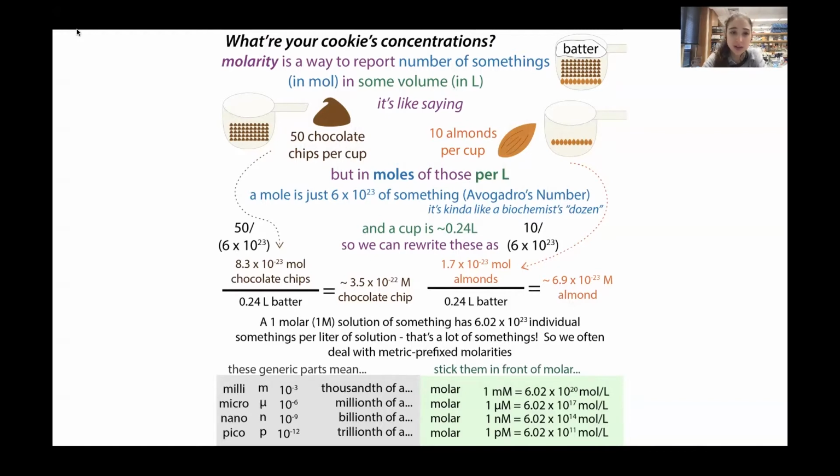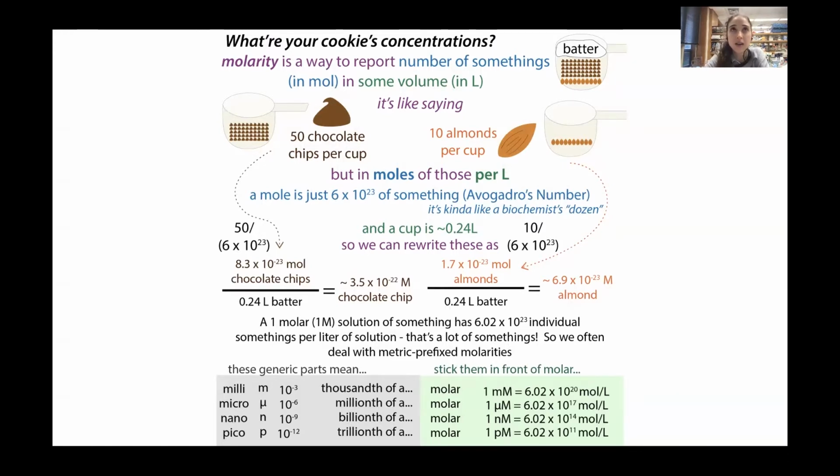Let's introduce more formally this concept of molarity. A mole is Avogadro's number, and it's kind of like a biochemist's dozen, except that it means 6 times 10 to the 23rd of something. So it's this really, really big number with lots and lots of zeros, and this lets us talk about large quantities of things.